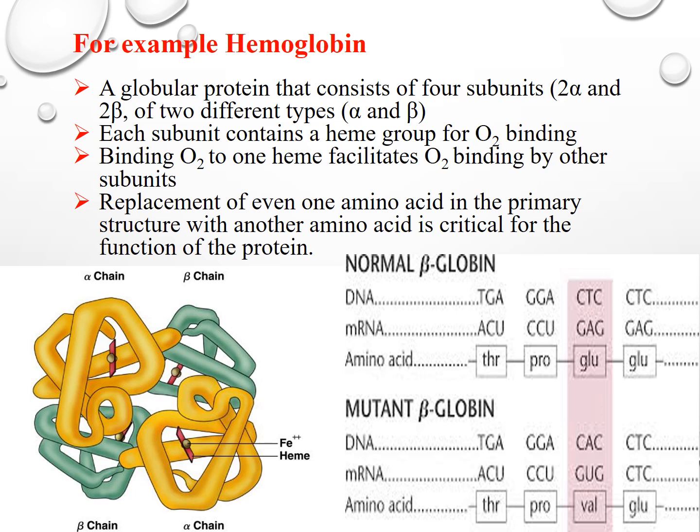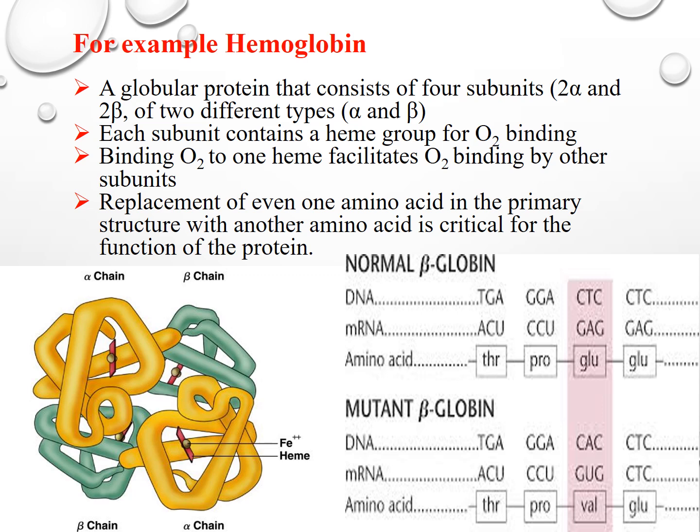Another very important example of a globular protein is hemoglobin. It is a globular protein that consists of four subunits, 2 alpha and 2 beta of different types. Each subunit contains a heme group for oxygen binding. The binding of oxygen to one heme molecule facilitates oxygen binding by the other subunits. Replacement of even one amino acid in the primary structure with another amino acid is critical for the function of the protein, because if we replace one amino acid with another, the whole function of the protein molecule is disturbed.